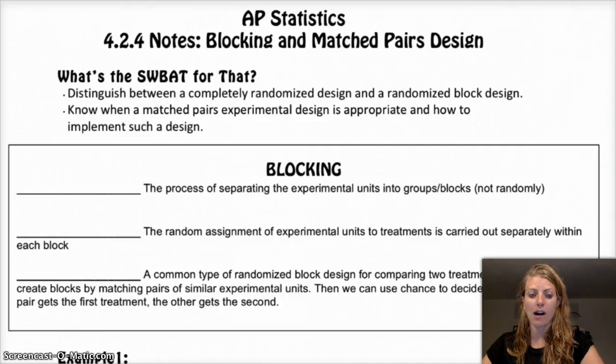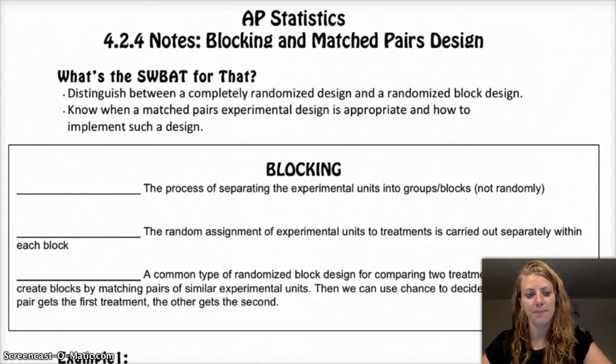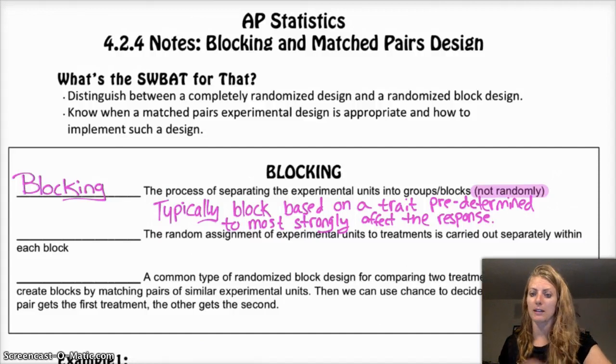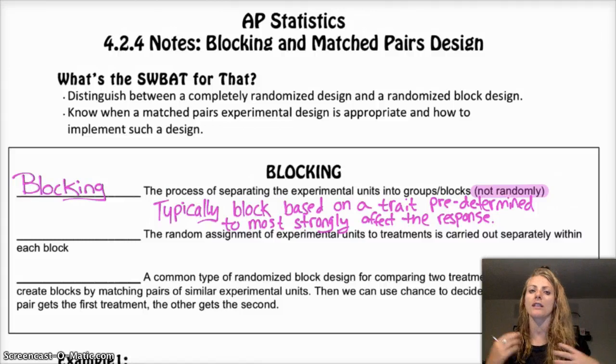The first thing is the process of separating experimental units or subjects into groups, or blocks, not randomly. Typically this is called blocking. You would do this based on a particular trait of the subjects that you believe would have the greatest influence on the results of the study. Blocking is basically the same thing as stratification in observational studies and sampling, but it's used specifically for experiments. You want to be careful not to confuse the two terms, but blocks and strata are essentially the same thing, except one is for sampling and observational studies, and the other is for experiments.